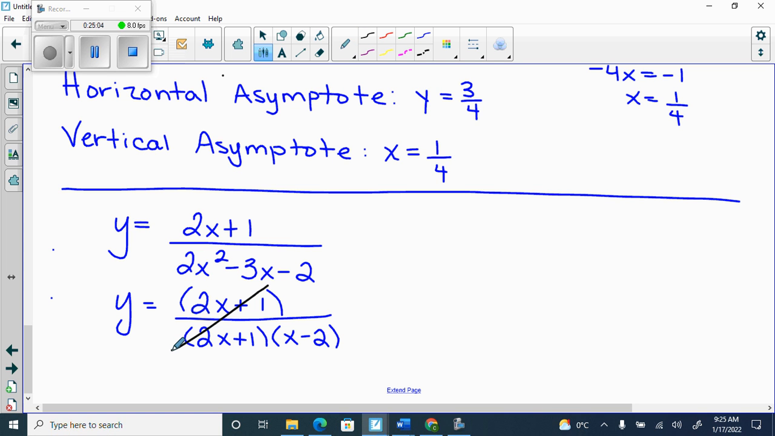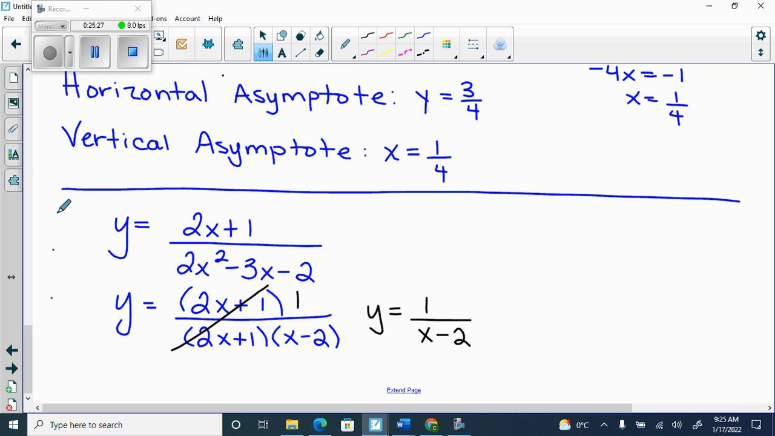When the numerator completely cancels off, what's left behind? Not nothing, a 1. So I actually have y equals 1 over x minus 2. If I take a break right now and ignore the point of discontinuity for a second, what am I left with? 1 over x minus 2, which is still a rational, is it not?